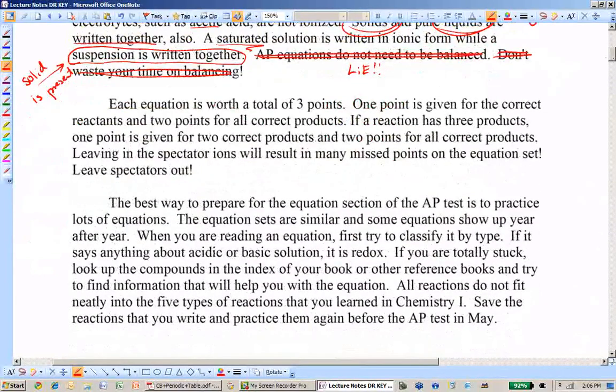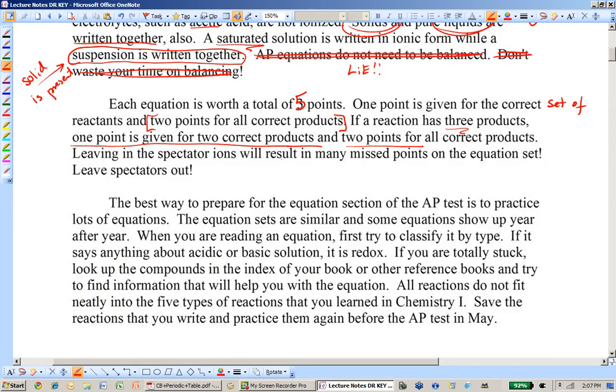Each equation is worth a total of 5 points for you. 1 point is given for the correct reactants, and that's a set, so the correct set of reactants. And 2 points for the correct products. If a reaction has 3 products, you're going to have to get 2 of them correct for 1 point. And then if you get all 3 of them, that's when you'll get your second point.